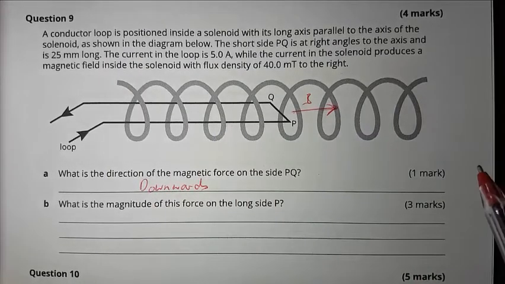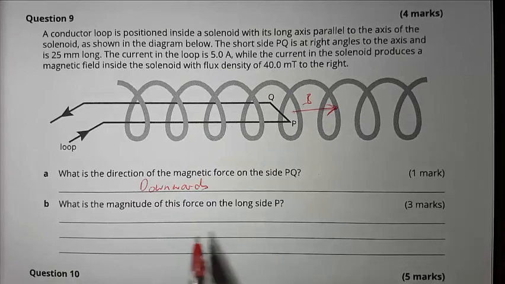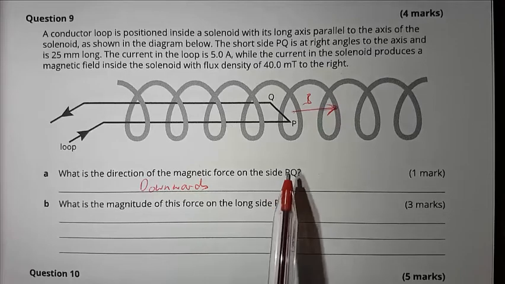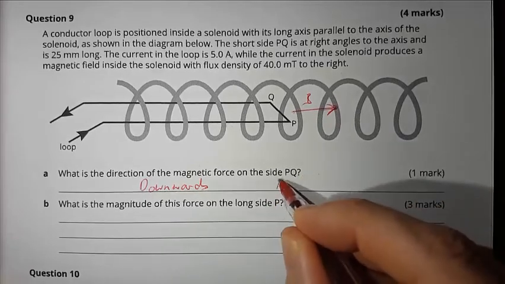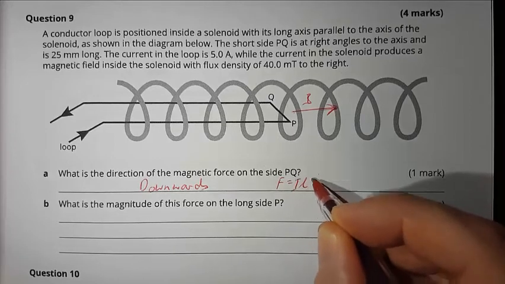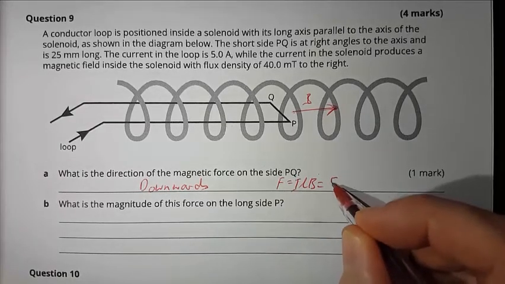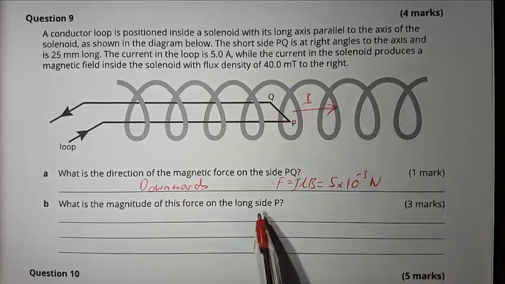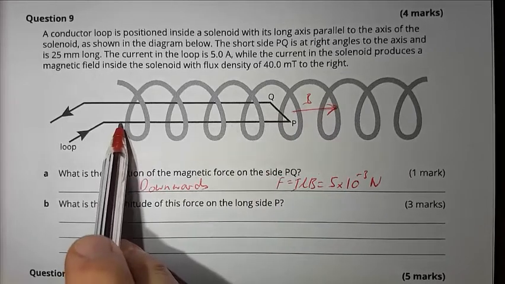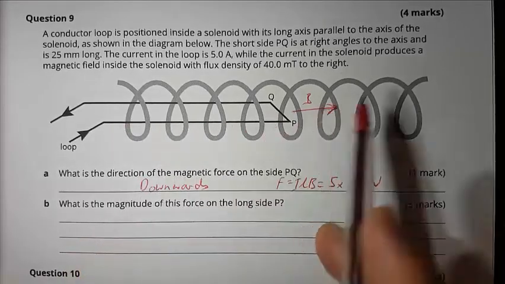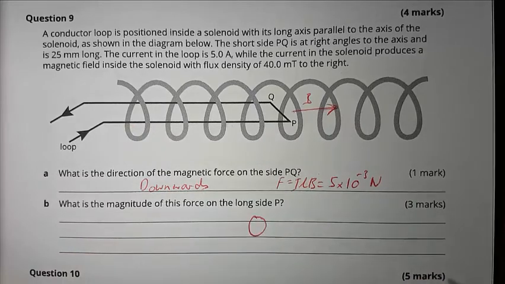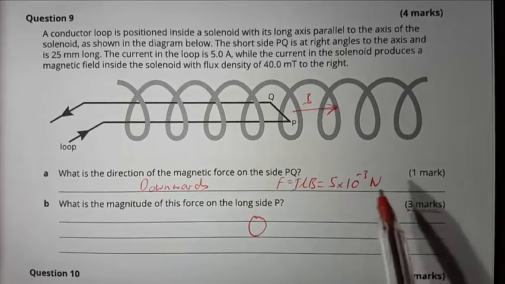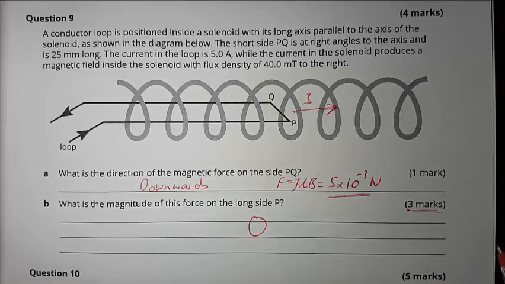But again, this is a three-dimensional diagram, so they're sort of taking a risk by asking you this way. The big concern is, what is the magnitude of this force on the long side? On the side PQ, you would just say F equals ILB, and you would get 5 times 10 to the -3 newtons. But it's not asking what the force is on this arm. It's asking what it is on the long side. Since the current on the long side is running parallel to the field, the answer is just a big fat 0. But that 3 marks is confusing, and if you look at the solutions, they are giving this answer, but I'm fairly certain that's incorrect.